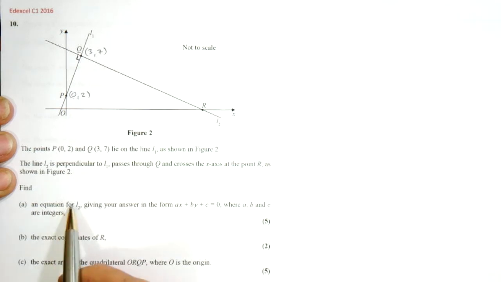And we've got to find an equation for L2. And we've got to find the exact coordinates of R. And then find the area of the quadrilateral ORQP.